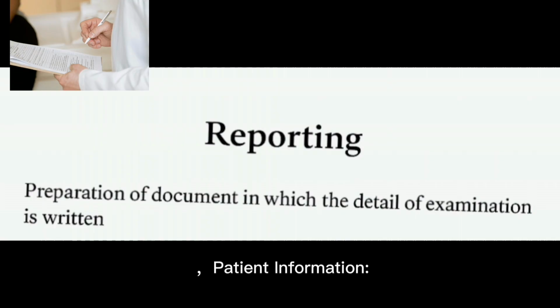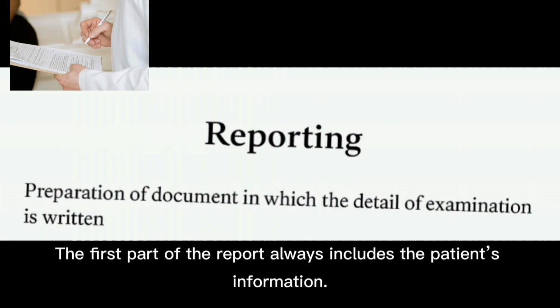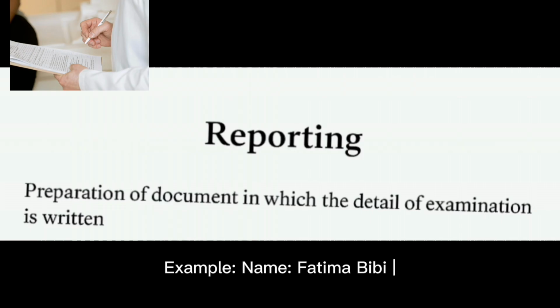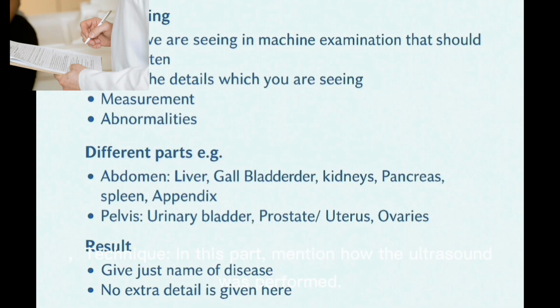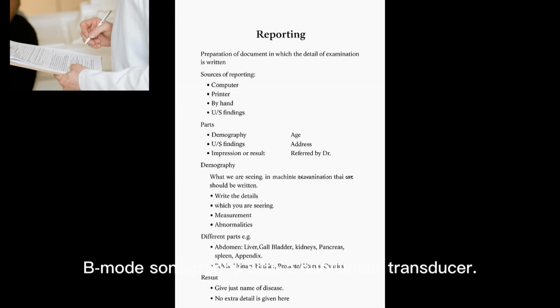Patient information. The first part of the report always includes the patient's information. Example: name Fatima Bibi, age, sex 32F, clinical history: lower abdominal pain for 2 weeks. Technique. In this part, mention how the ultrasound was performed. Example: ultrasound examination of the abdomen was performed using real-time B-mode sonography with a curvilinear transducer.